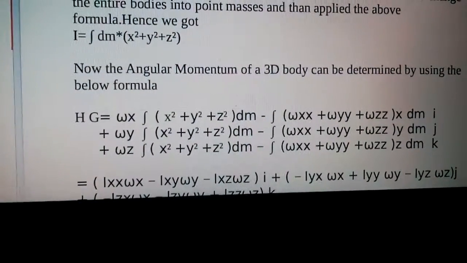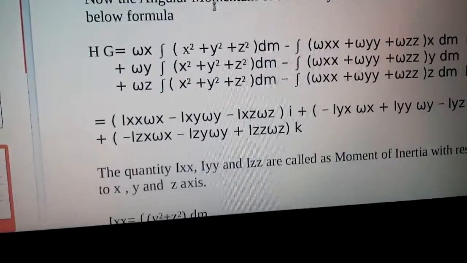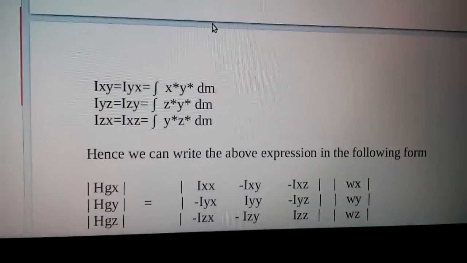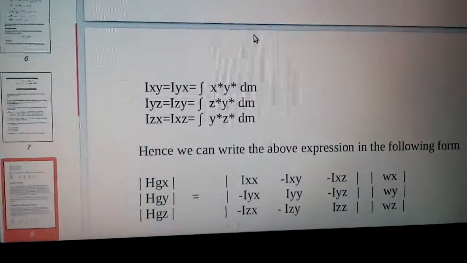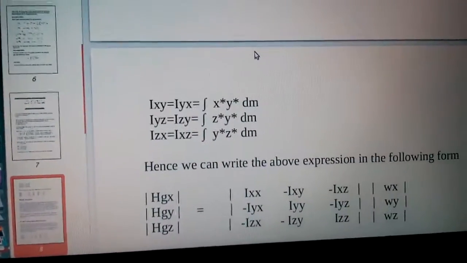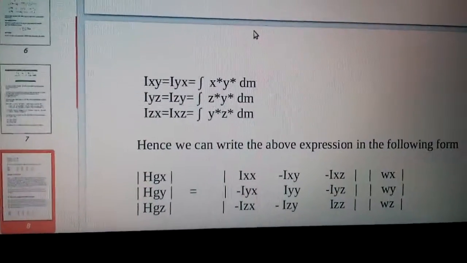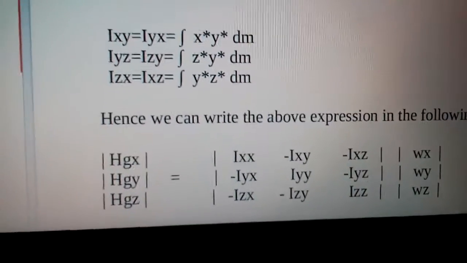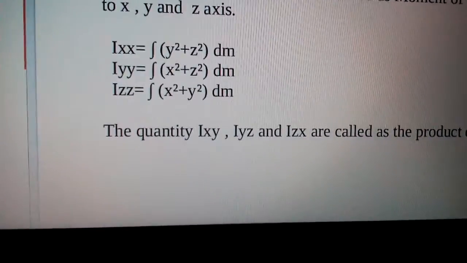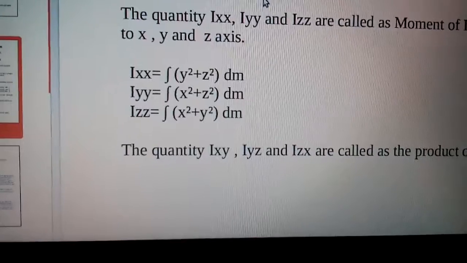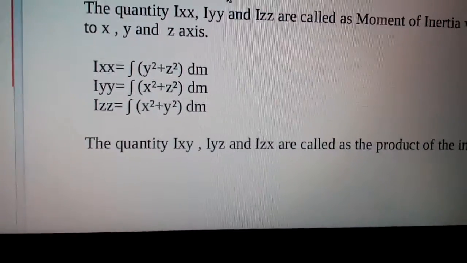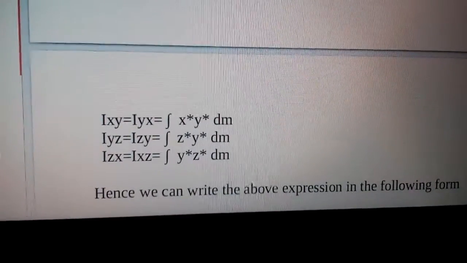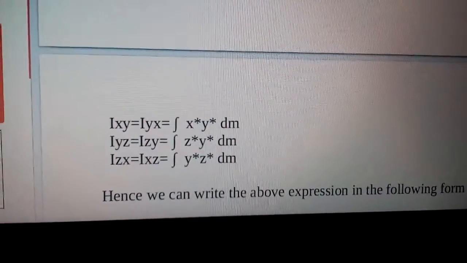Angular momentum is equal to I into omega if we are considering a single point. However, as we move to a 3D body, we see that we can't get angular momentum by simply I into omega. Another approach which is used is the moment of inertia matrix, which is of the form given here. Ixx is equal to the integral of dm into (y square plus z square) over m. And similarly we can get Iyy and Izz, and similarly we can get Ixy is equal to the integral of x into y into dm.